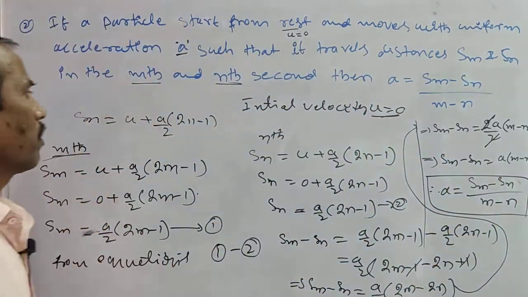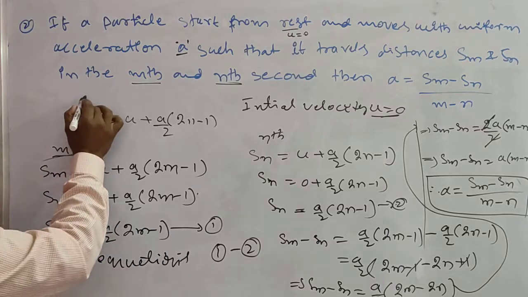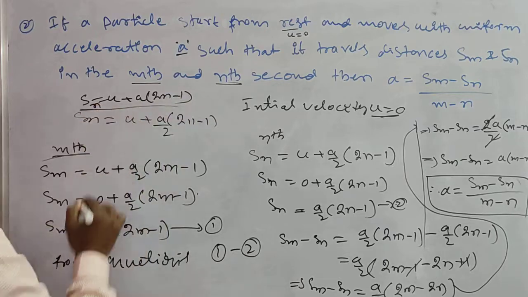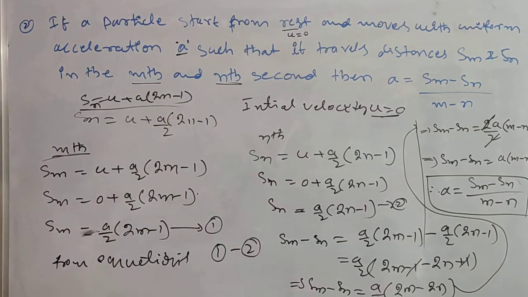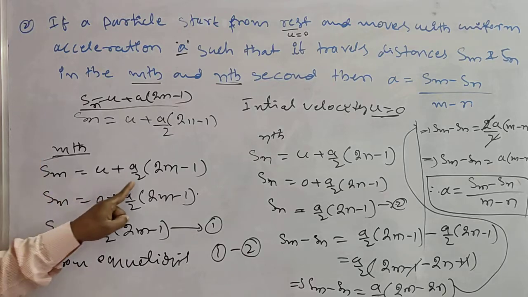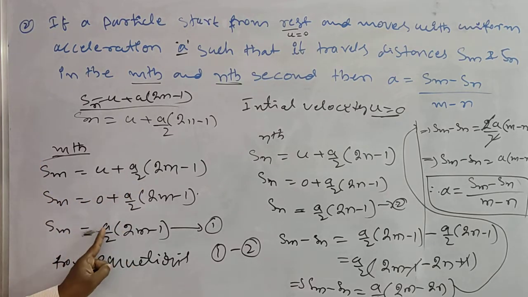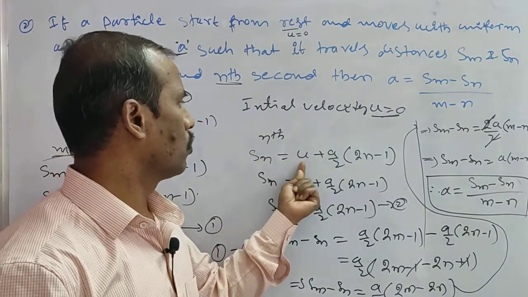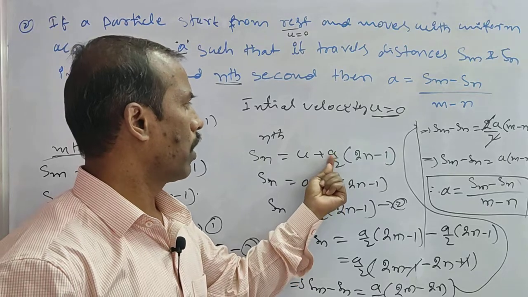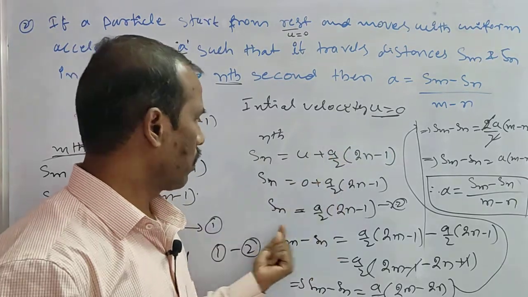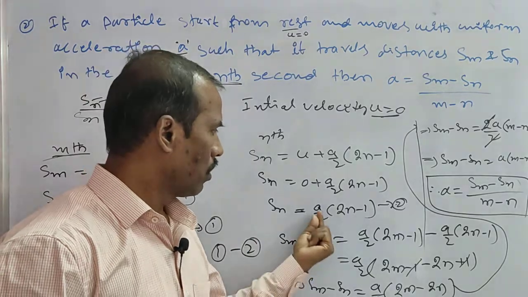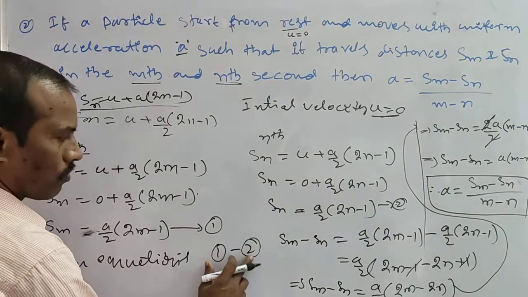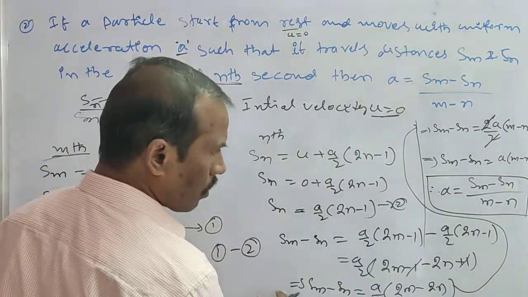Okay, once again, first of all the formula: Sn is equal to u plus a by 2 into 2n minus 1. Okay, this is the Sn formula, the nth second displacement of the particle. Now from here we take Sm is equal to this one. So Sm is equal to a by 2 into 2m minus 1, and the nth second displacement Sn is equal to u plus a by 2 into 2n minus 1. Here u is equal to 0. Finally Sn is equal to a by 2 into 2n minus 1. So equation 1 minus equation 2.